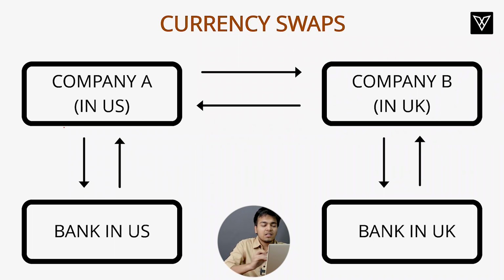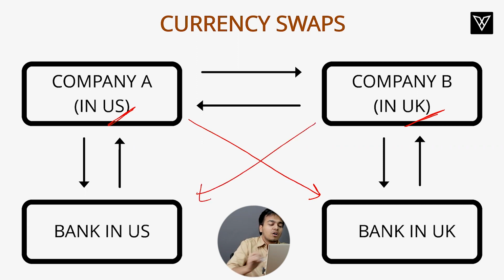Say, for example, there is company A sitting in the US, and company B sitting in the UK. Company A wants to borrow money in GBP, that is Great Britain pound, so they'll try to approach the bank in the UK. Likewise, company B, which sits in the UK, wants to borrow some funds in terms of dollars, so they'll likely approach the bank in the US.